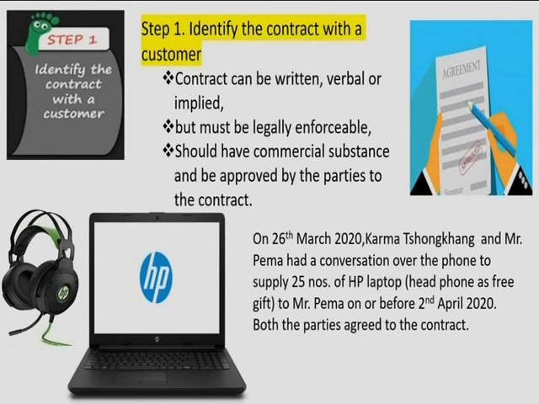Their contract was for Karma Tsongkang to deliver laptops and headphones to Pema on or before 2nd April 2020. There will be 25 HP laptops and 25 headphones. This is the contract between Karma Tsongkang and Mr. Pema. Karma Tsongkang is going to deliver 25 laptops along with 25 headphones to Mr. Pema on or before 2nd April 2020. So this is the contract between the customer and the business entity.